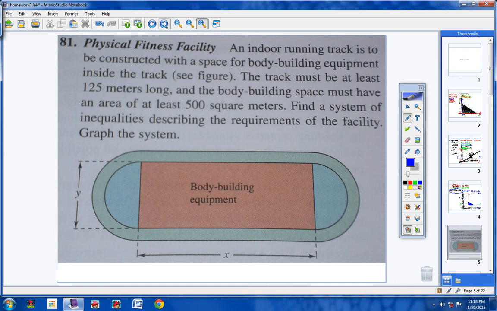Alright, last one. Here we go. An indoor running track is to be constructed with a space for bodybuilding equipment inside the track. The track must be at least 125 meters long, and the bodybuilding space must have an area of at least 50 square meters. Find a system of inequalities describing the requirements of the facility. Okay? I'm not so sure we'll graph this one. I think we'll just let this one go and do the equations only. So here we go.